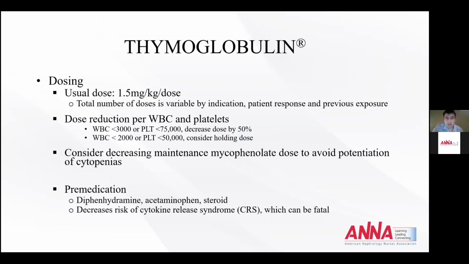You do need to look again at your white blood cell count, or WBCs, excuse me, and platelets. And this is essentially what you'll titrate your dose by. So if you have a WBC count less than 3,000 or a platelet less than that, you'll decrease the dose by 50%. If they're severely neutropenic or a platelet less than 50, then you probably will hold a dose for a while. You consider decreasing your maintenance Cellcep doses to prevent severe bone marrow suppression while you're using this.